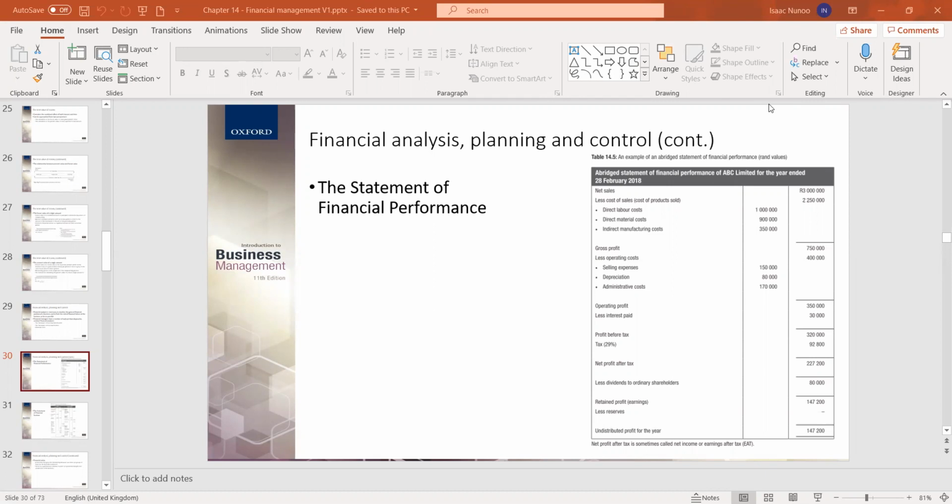So these are the issues that we've discussed: the gross profit, the operating cost, the operating profit, the profit before tax, the net profits after tax, the dividends to ordinary shareholders, and the retained profits or earnings. These are all what give the financial position of a company.